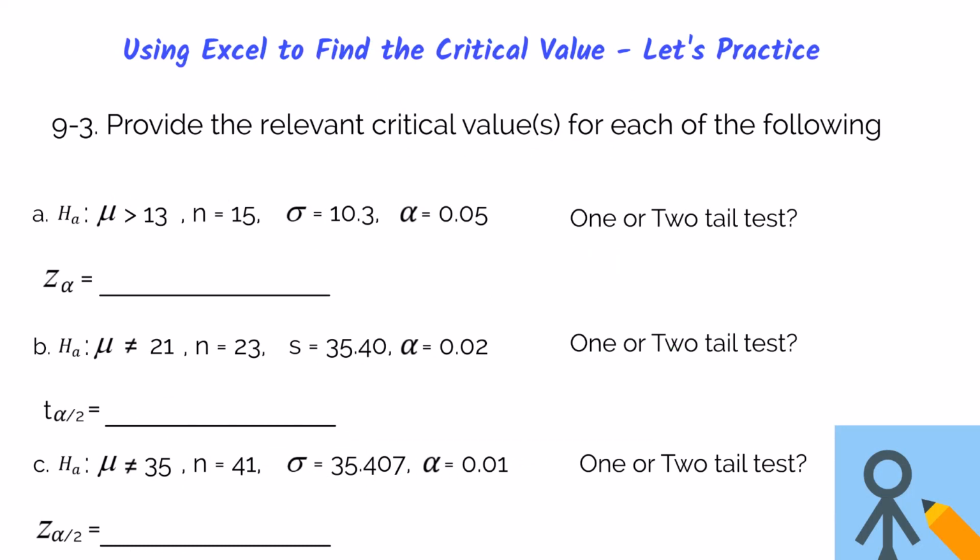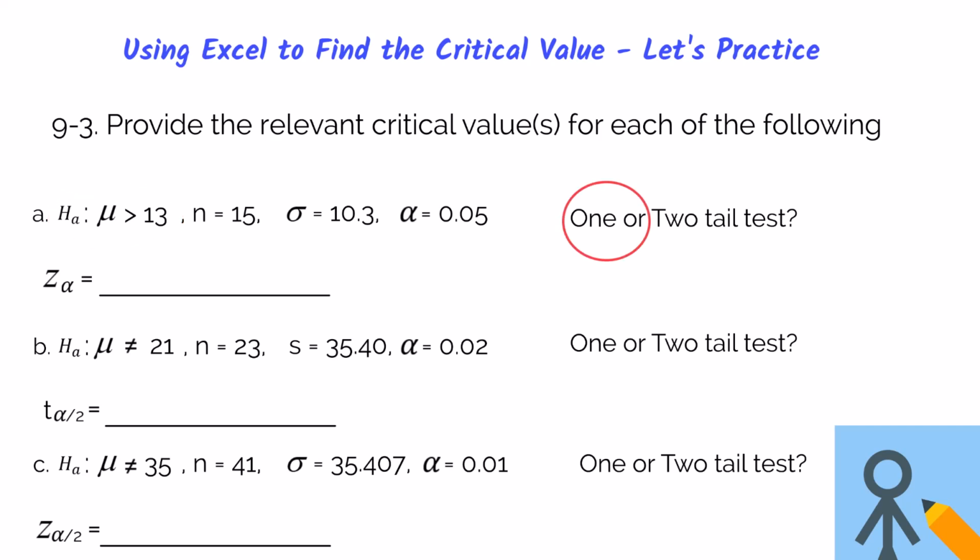So let's work on a practice problem for finding the critical value. So in part A, the alternative hypothesis states that the population mean is greater than 13, and we're given a sample size, population standard deviation, and alpha value. So the first thing we want to do when we look at this is to identify if this is a one-tailed or two-tailed test. Since the alternative hypothesis states greater than, that means it's pointing to the upper tail of the distribution. So this is a one-tailed test.